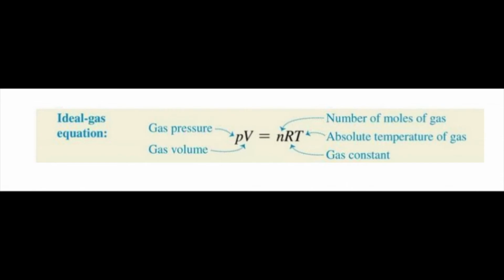This is all shown by the ideal gas equation, PV equals nRT, where P is the pressure, V is the volume, n is the moles, R is the gas constant, and T is the temperature of the gas.